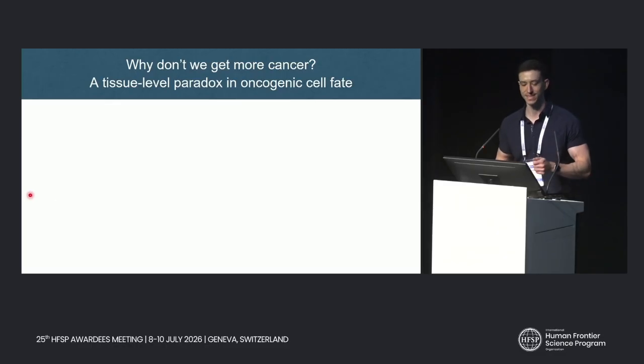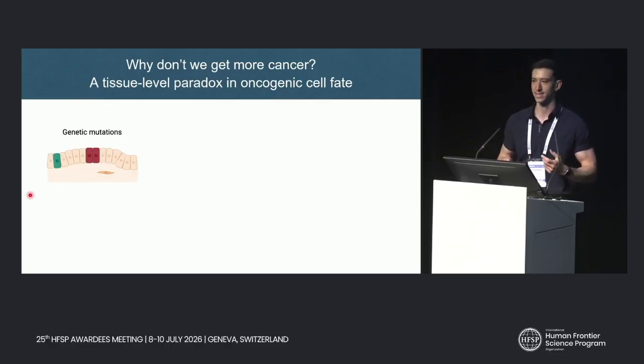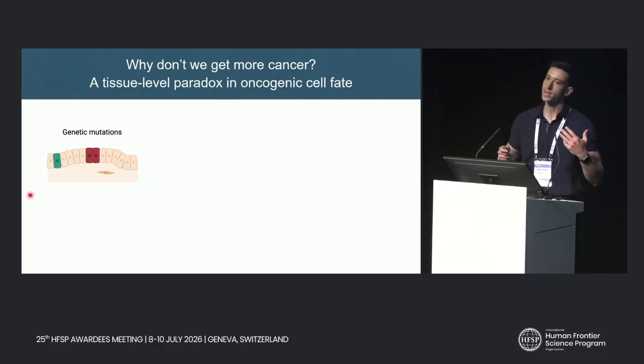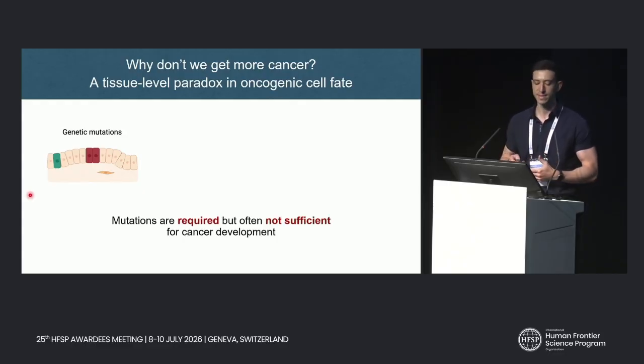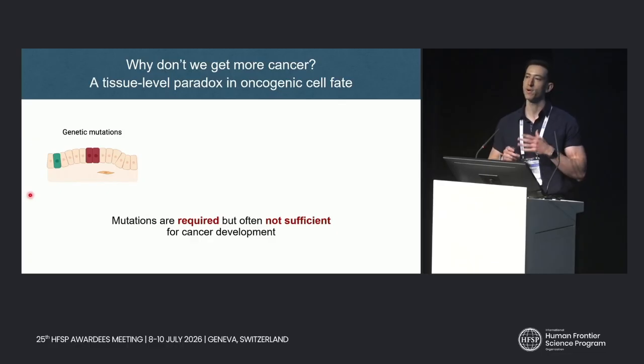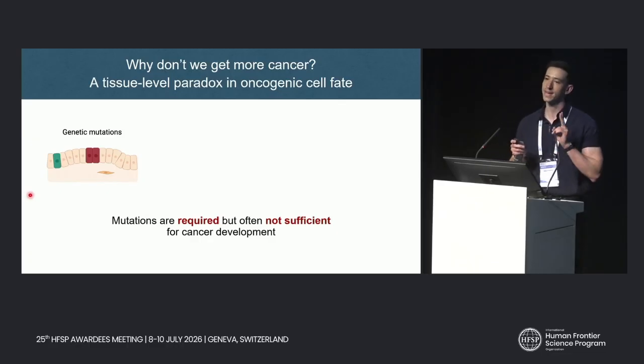Everyone. So I study how cancer begins, and equally important, how it often doesn't. So we've known for a very long time that cancer is at its root a genetic disease. So cells acquire these driver mutations. We can then allow them to acquire uncontrolled proliferation. And what we've come to appreciate more recently is that although these driver mutations are required, they are often not sufficient for cancer development.